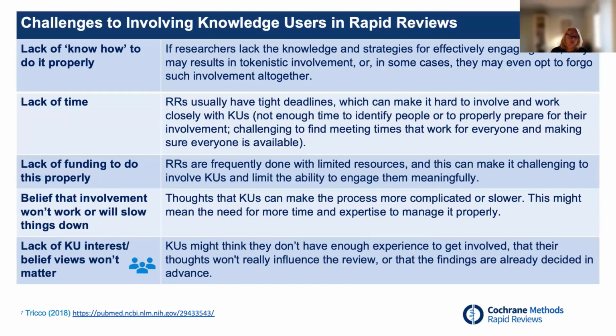And of course, I'm saying, really think strongly about using some of these ways and modes of involving knowledge users. But of course, I think we have to talk about some of the challenges to doing this in rapid reviews. I think first and foremost is lack of know-how, how to do it properly. If researchers don't know how to do this, or they don't understand some of the strategies for effectively involving knowledge users, this can really result in more tokenistic or symbolic involvement. And in some cases, researchers may even opt to forego involvement altogether.